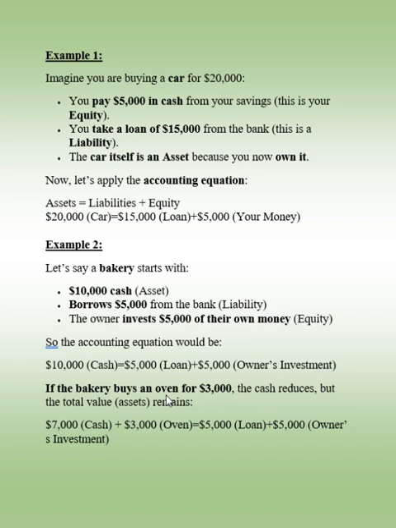If the bakery buys an oven for $3,000, the cash reduces for sure because he paid $3,000 from his cash, but now it's $7,000, but the assets remain. $3,000 oven. So here the assets are divided: $7,000 cash plus $3,000 oven equal $5,000 the loan plus $5,000 the owner's investment.